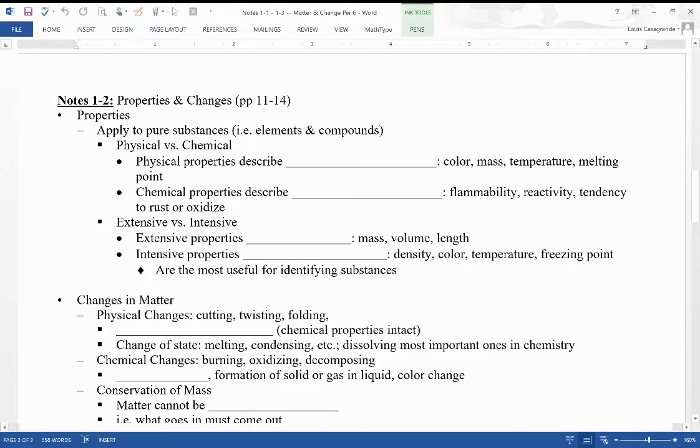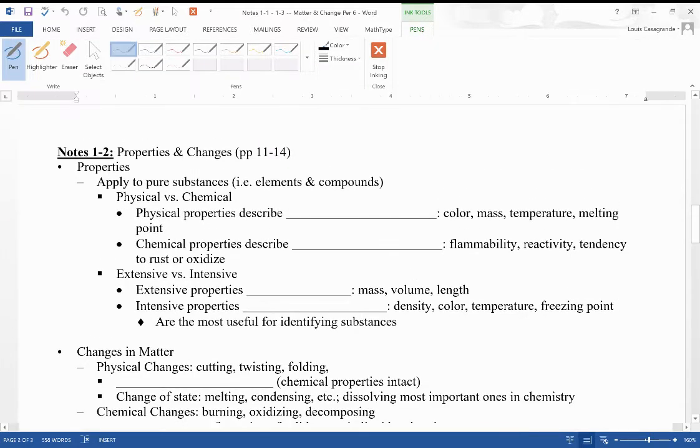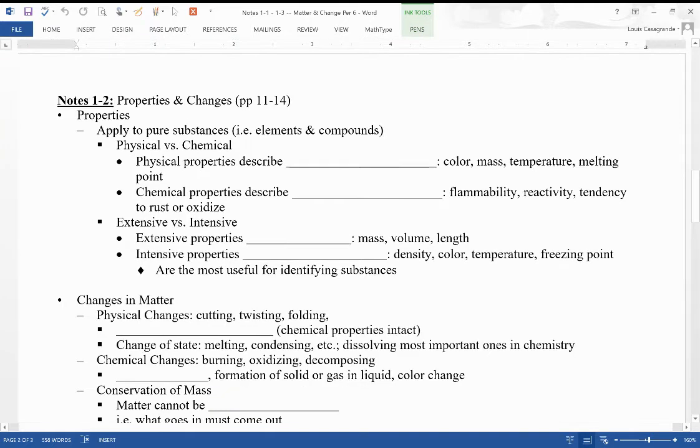So the properties that we have are broken down in two different dimensions. And the first dimension that we break properties down in is same as with the changes: physical versus chemical. Now, I want to make clear that when we talk about properties and the changes, we're going to be talking about using pure materials, either elements or compounds. When we talk about separations in a few moments, that's going to be how to separate a mixture so that we can recover the pure compounds or elements.